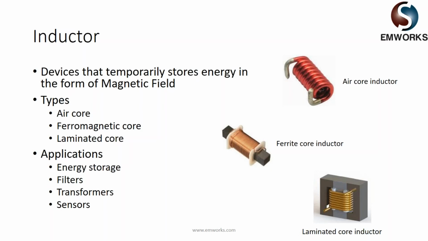And finally you have a laminated core. These are cores that are laminated, and laminations are introduced for certain specific reasons, especially to reduce the amount of eddy currents, to reduce the amount of losses due to the core, and so on. Okay. So you have several types of inductors depending on what kind of core they have.